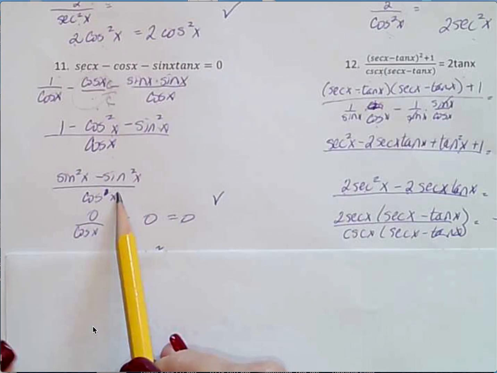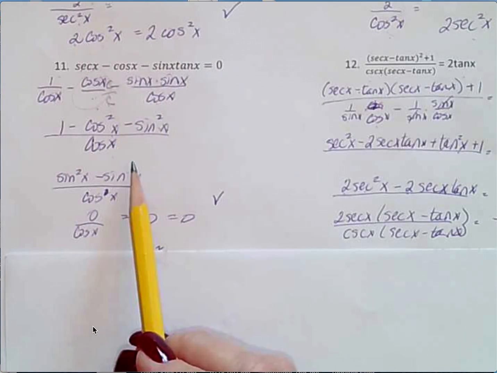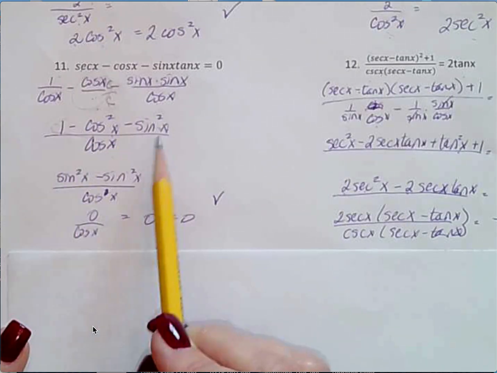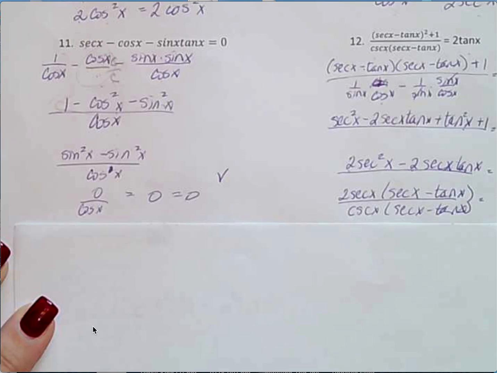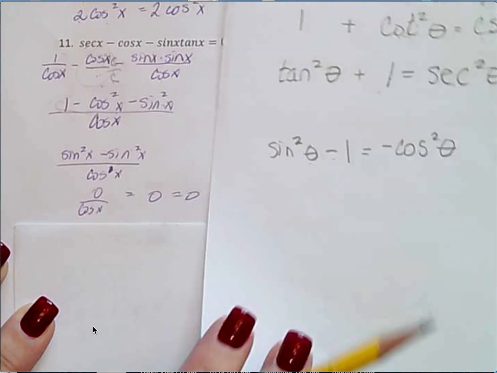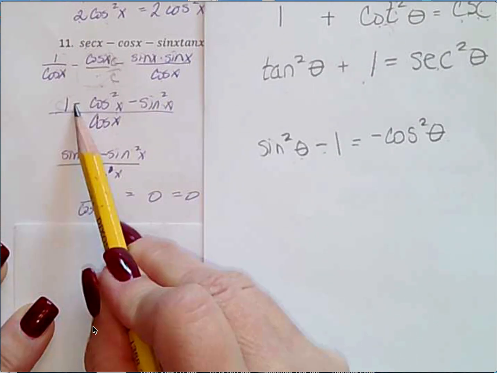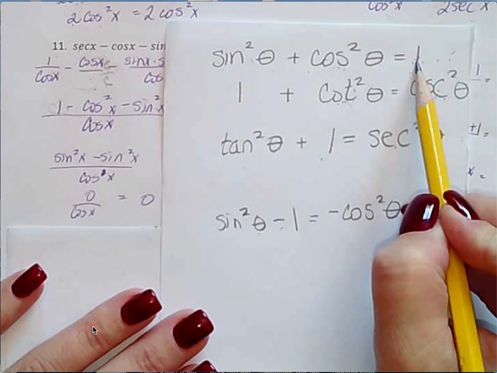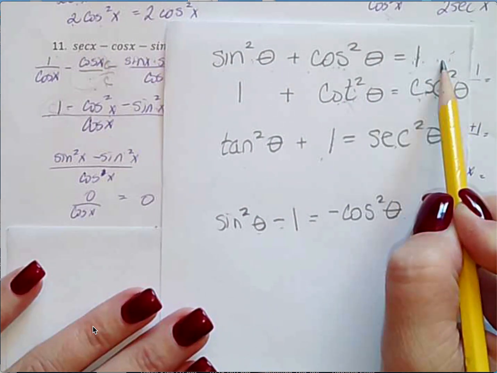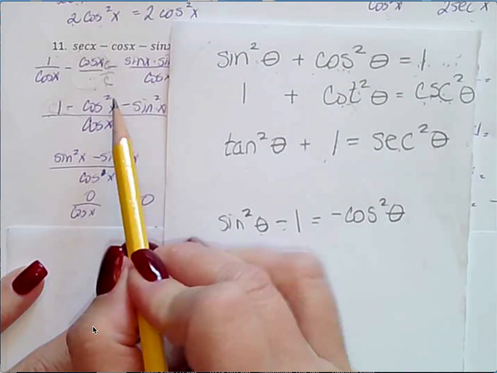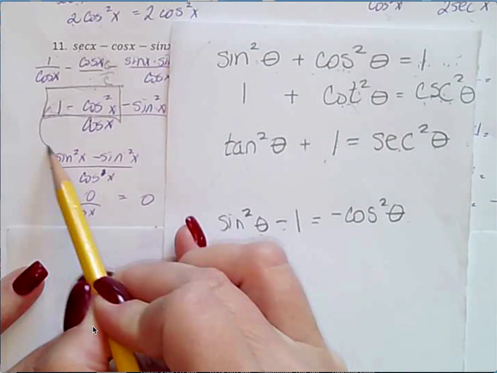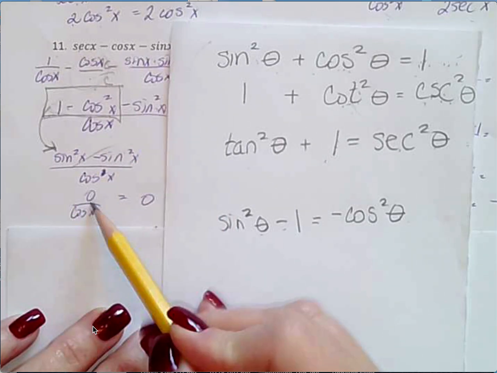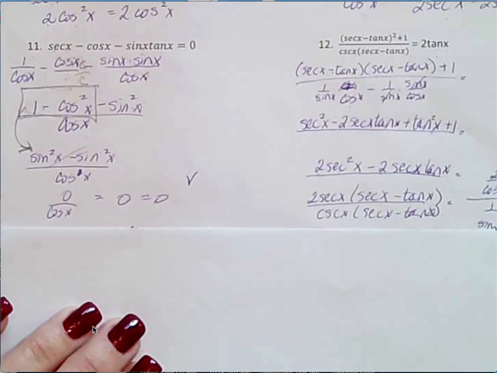And then I'm thinking, okay, I need to somehow fix this numerator, and you can do whatever you want. But I looked at those first two terms, and I saw 1 minus cosine squared. With my identities, 1 minus cosine squared leaves me with sine squared. So I replaced this with sine squared. Now it's sine squared minus sine squared. That's 0. 0 in the numerator is 0, number 12.